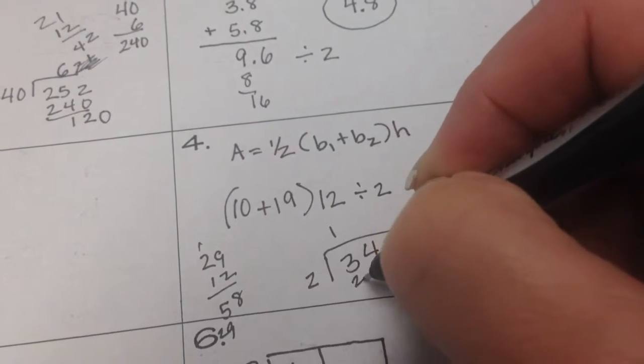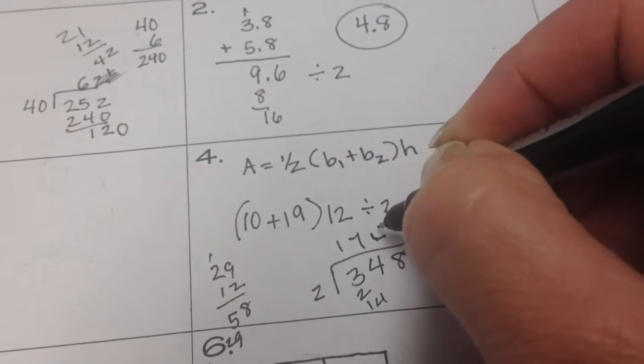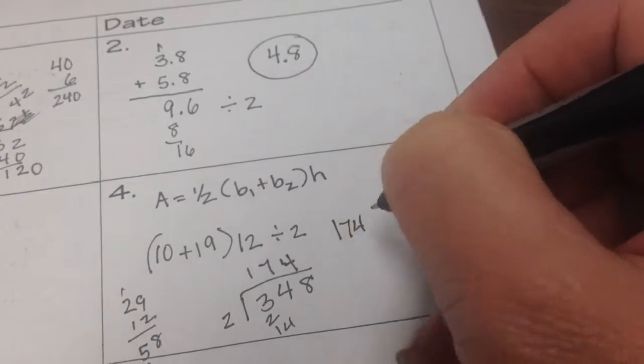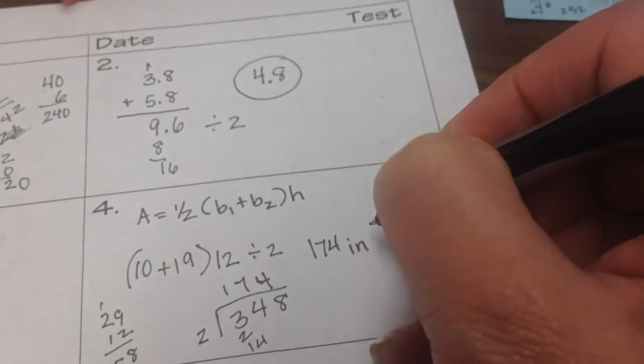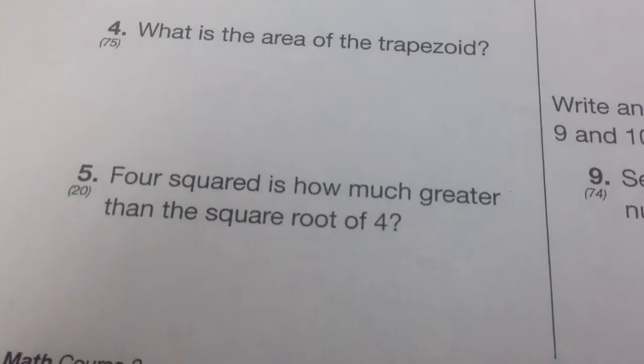Goes in there once, 2, 1, 4, 7, and 4 goes in there. Or 2 goes into 8 4 times. So 174 what? Inches what? Squared. Don't forget those labels.